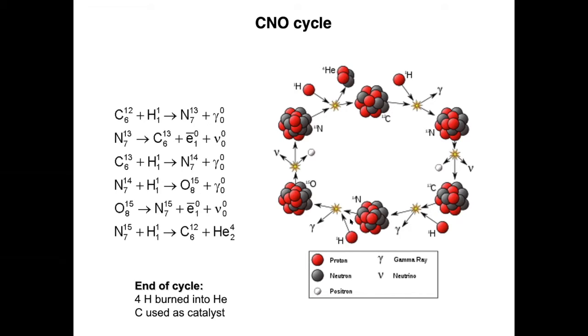This nitrogen 14 combines with another hydrogen, makes oxygen 15 and a photon. The oxygen 15 then decays into nitrogen 15, emitting a positron. And then this nitrogen 15 combines with another hydrogen and produces carbon 12 and helium. So the net product of this is that CNO was catalyzed to produce a helium.